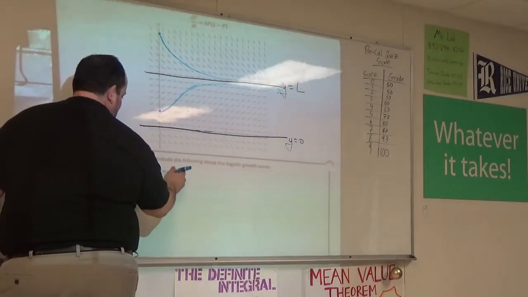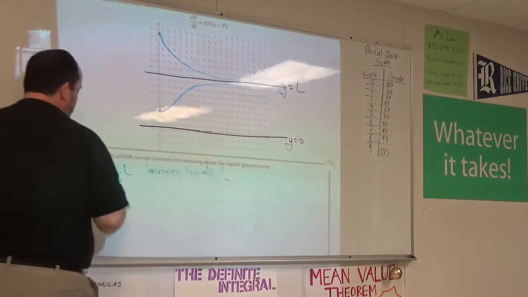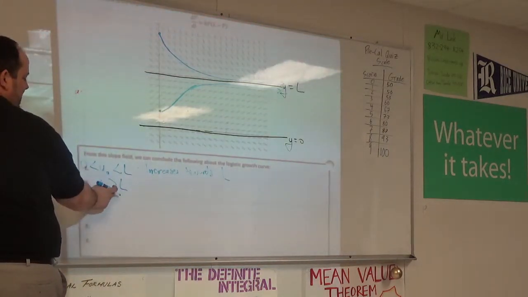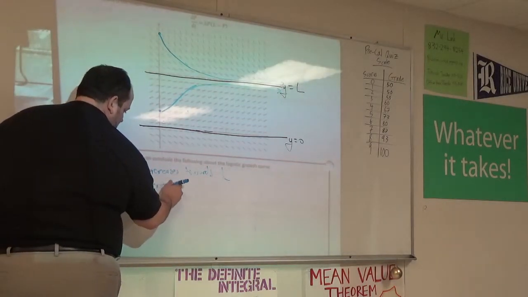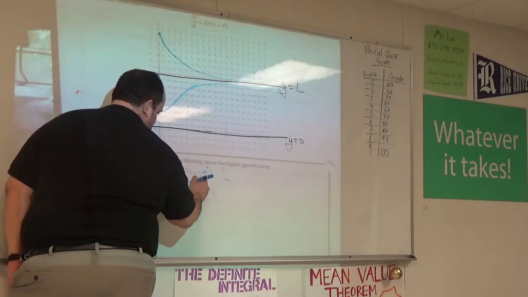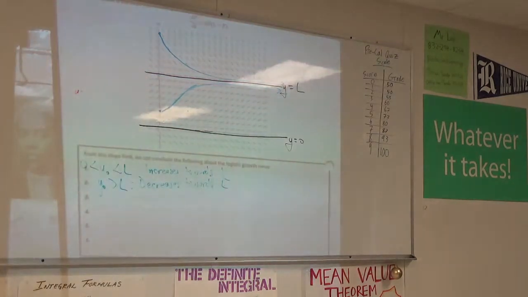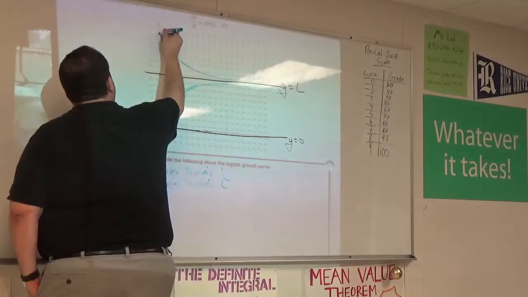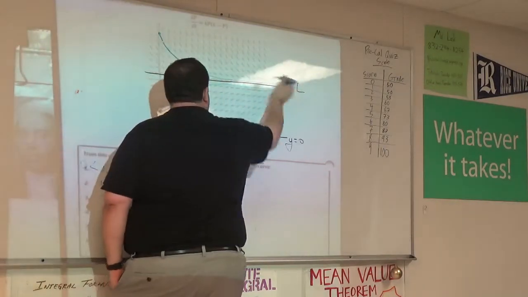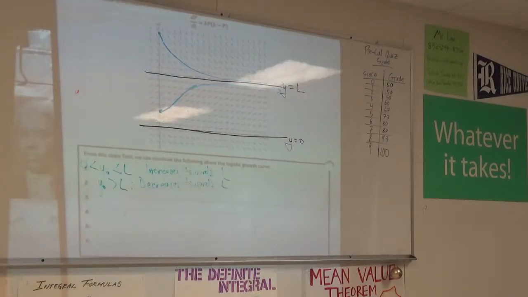the solution increases towards L. In this case over here, if y naught is greater than L, then my solution curve decreases towards L. Decreases towards L. Anything else that could happen? We've got an initial condition over here, and we increase towards L. An initial condition up here, we decrease towards L. Any other options?